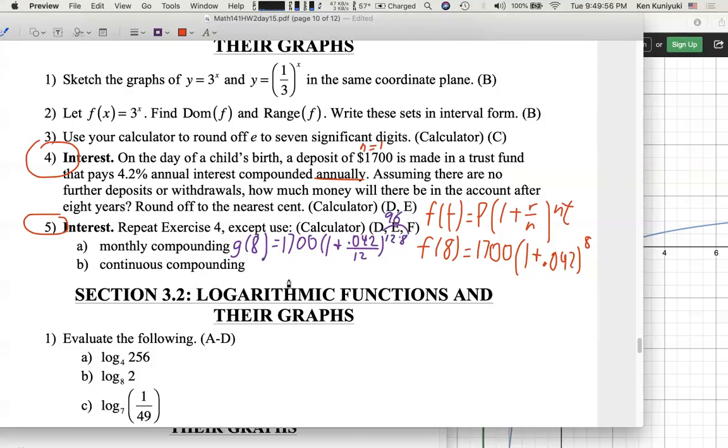Continuous compounding, that's PERT. You use the PERT formula. e is a number. Unless you really would like it, I'll leave that hint with you. PERT, that's continuous compounding, all right? Same principle, same r. t is 8, e is a number.